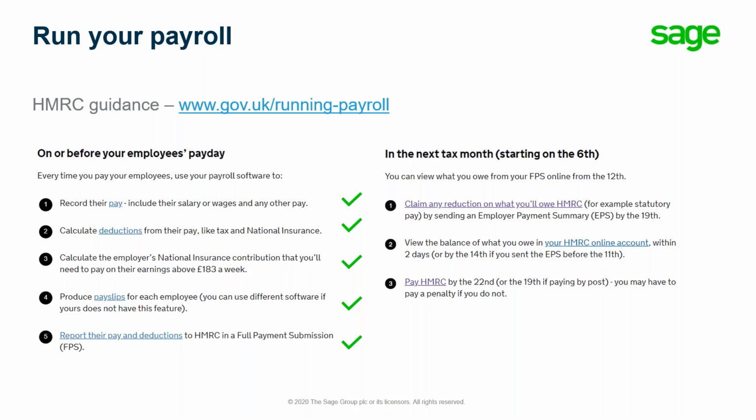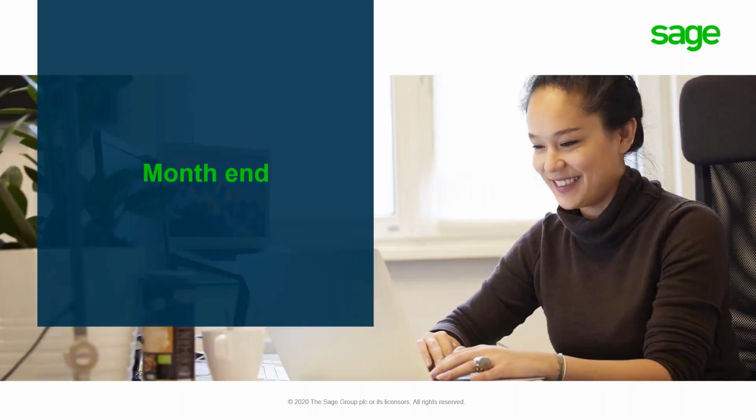So a few tasks to complete at the end of the month, which I will quickly run through now. So month end in payroll world is the 5th of the month. The tax year begins on the 6th of April. So each tax month runs from the 6th until the 5th of the following month. If you run a monthly payroll where everyone has the same pay date, it's pretty simple. Once you've completed that pay run, you can then complete month end.